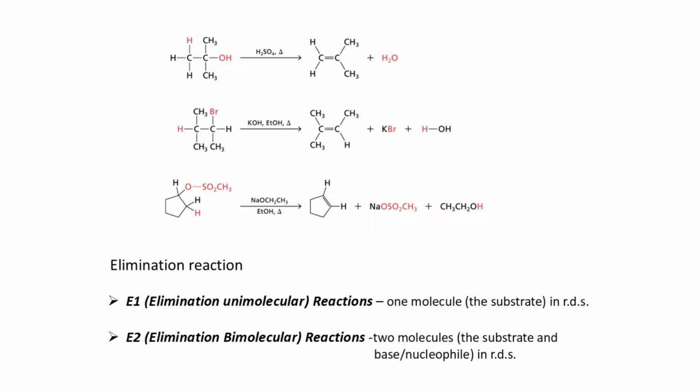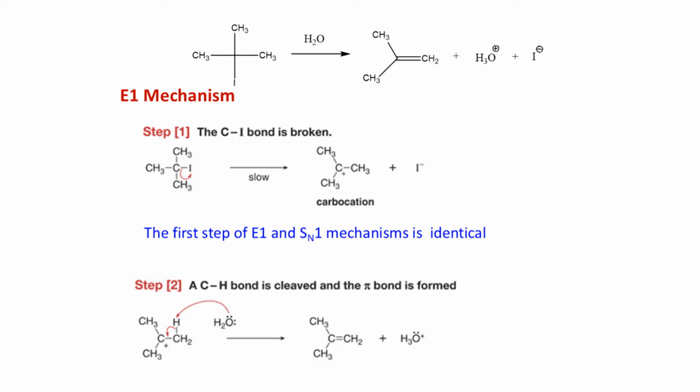Elimination reactions can be unimolecular, E1, or bimolecular, E2. This slide shows the mechanisms and conditions for both types of reactions. The E1 mechanism involves 2 steps: breaking the C-X bond to form a carbocation, followed by the cleavage of a CH bond to form a pi bond.